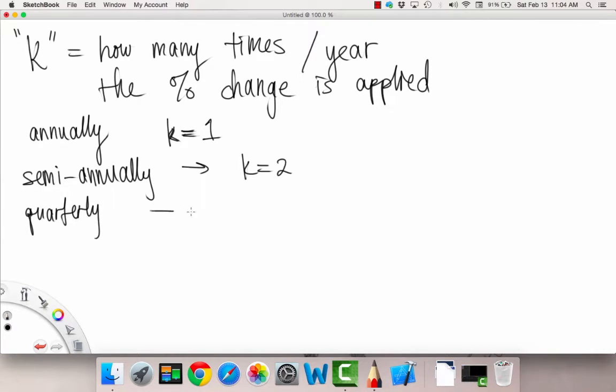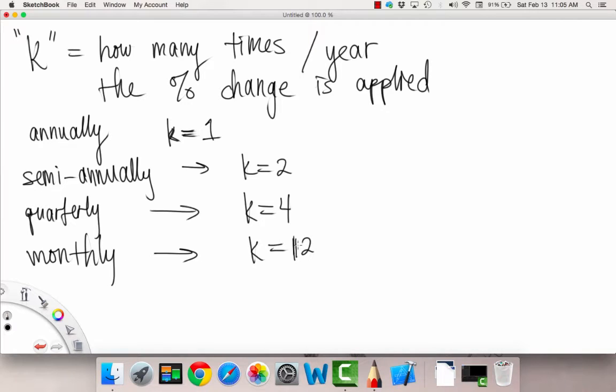You have 4 quarters in a year, so k is equal to 4. If you had monthly, for example, with that keyword, we assume that k is equal to 12, because you apply the change once a month, and you have 12 months in a year. We could also go weekly if you really want to. Usually they only ask up to monthly. But anyway, k would then equal 52 or something like that. And you can go on and on.